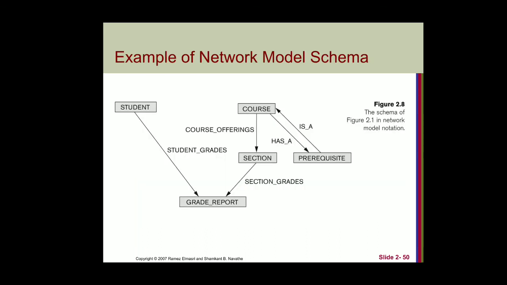You can see over here, this is a network model wherein we have tables like student, grade report, course, section, and prerequisite, which form a network. There is a link from student to grade report, and from section to grade report, and from course to section. So this is how the network model can be explained.